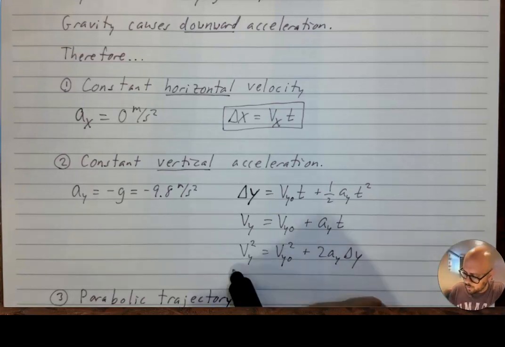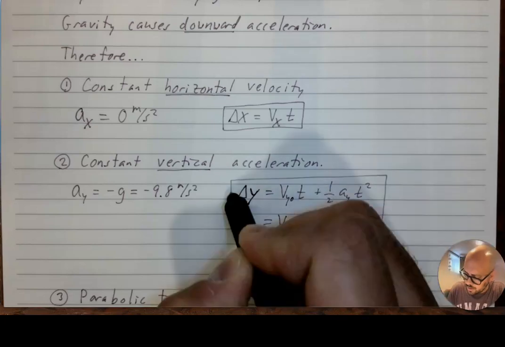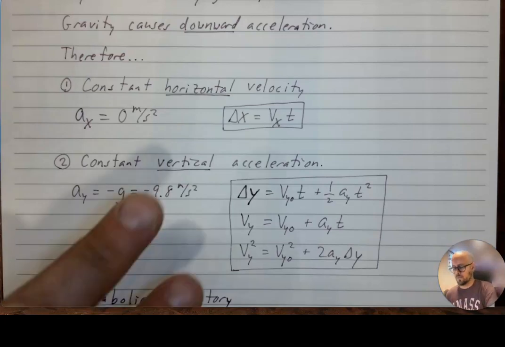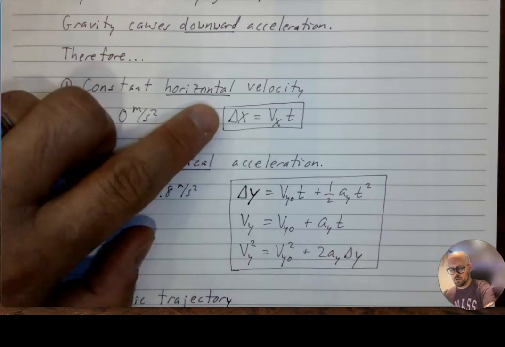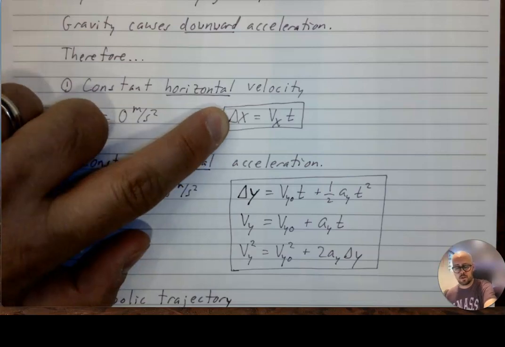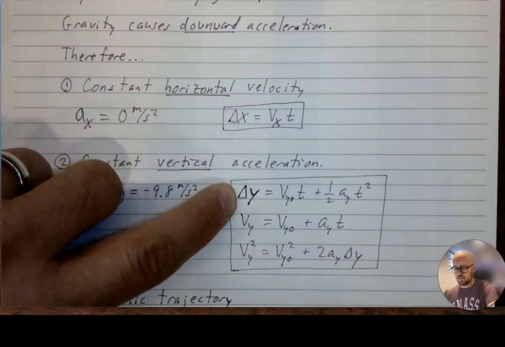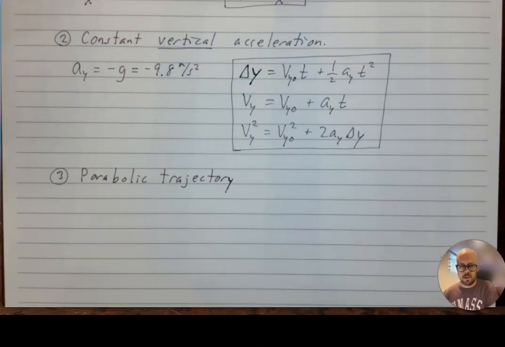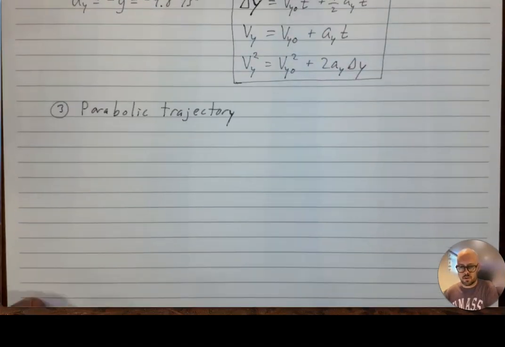So we have a lot more going on in the vertical direction because the acceleration is not zero, and so that motion is more complex. If we combine these two equations, the constant velocity in the x direction, the constant acceleration in the y direction, we see that there's a quadratic equation here. And so the final conclusion is that projectiles have a parabolic trajectory.